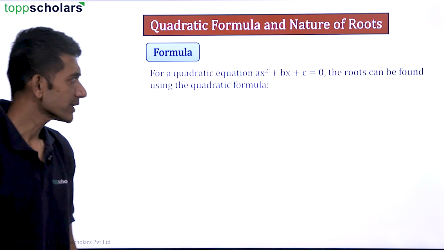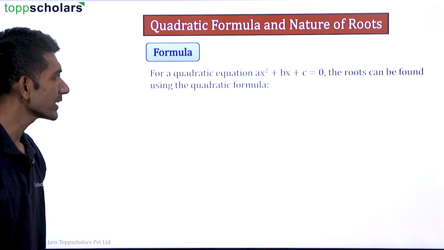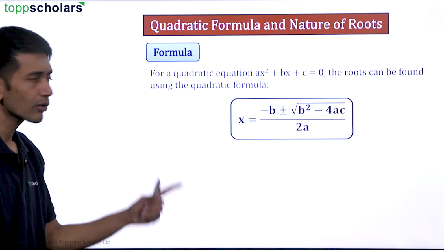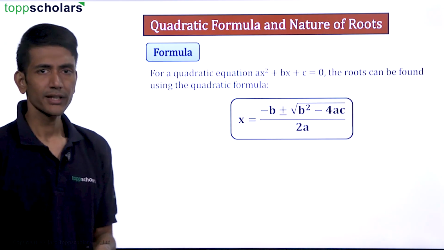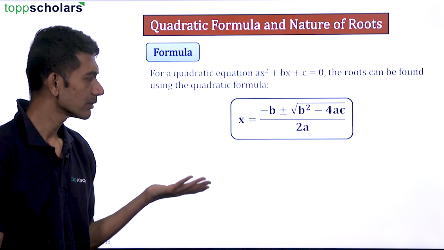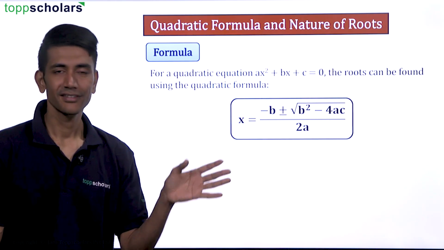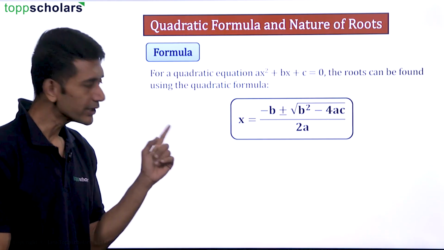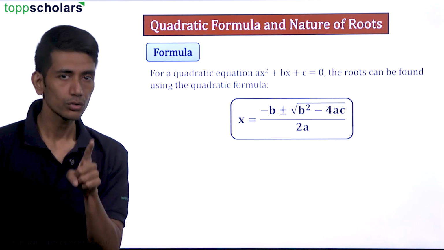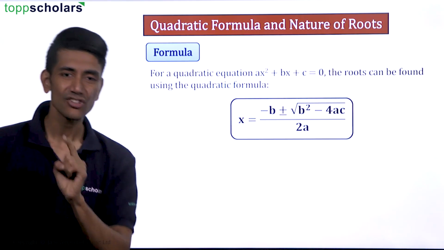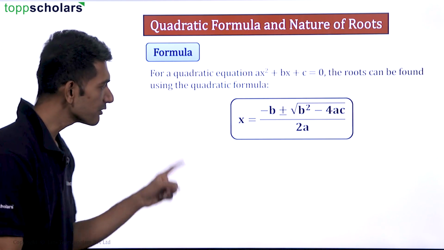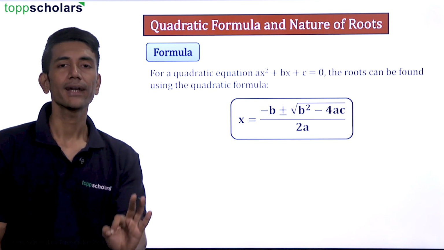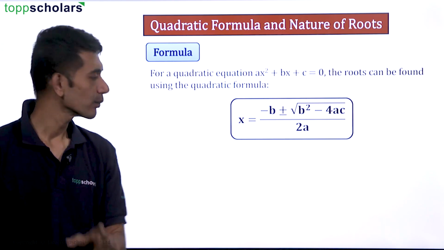So for a quadratic equation ax square plus bx plus c is equal to 0, the roots can be found using the quadratic formula. Although this is not there in your textbook as of now, it was there in your previous syllabus, but still you need to know, because you can also find out the roots of the quadratic equation by this formula. Factorization method is not the only method. This method is also a valid method.